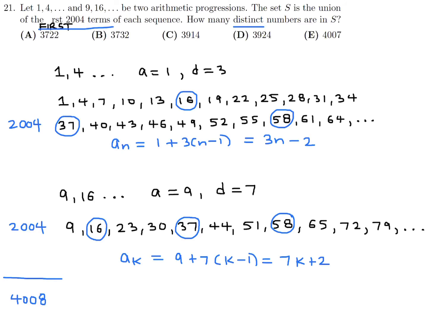When you add up the 2004 here and the 2004 here, you will get 4,008 numbers, but some of them you have double counted. They want you to subtract those double counted numbers and come up with a list of distinct numbers. All right? So that's what we have to do in this question: find out how many numbers like this exist. How many numbers are in both sequences?